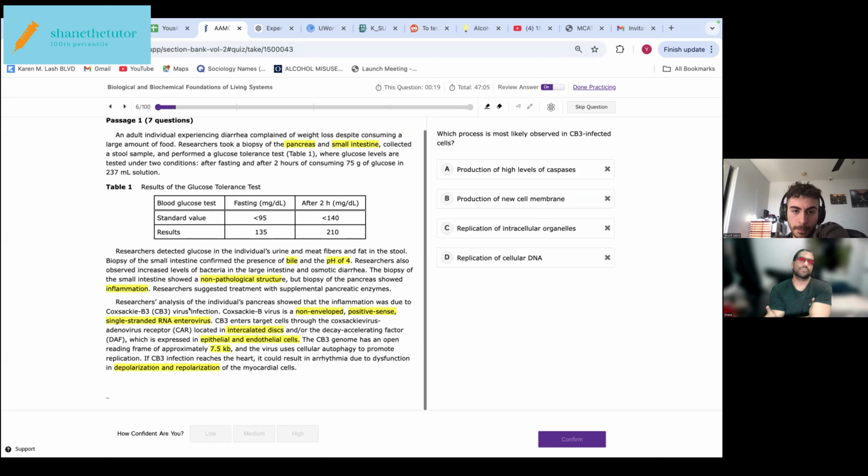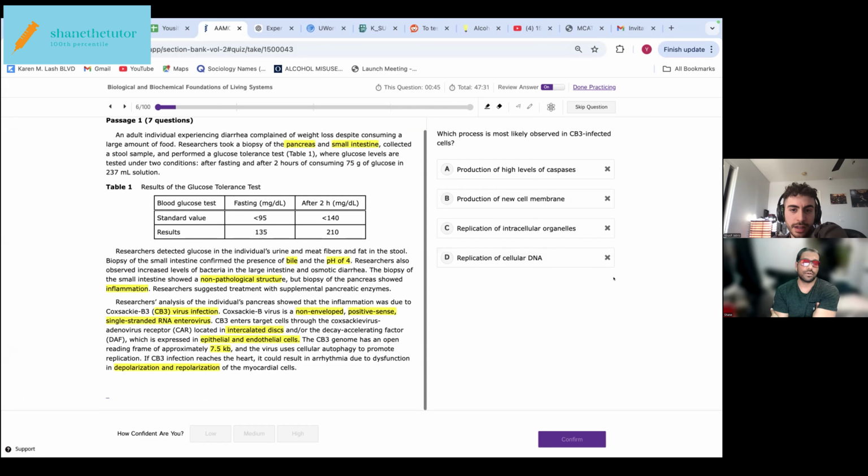Oh, this could be kind of annoying because it could be just a you-know-it-or-don't, but maybe we can do process of elimination. So it says the virus is a non-enveloped positive sense single-stranded RNA. Okay. So it wouldn't be in DNA.